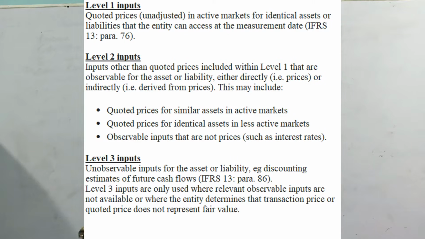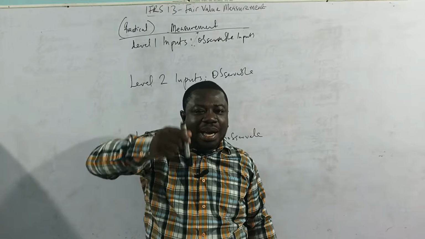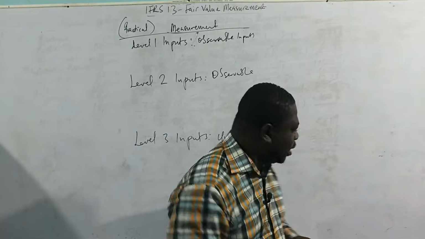Let's look at level 2 input. Look at what the standard is saying. Inputs other than quoted prices included within level 1 that are observable, so it's also observable, for the asset or liability, either directly, that is in pricing, or indirectly derived from the pricing. This may include, so they are making it clear, this may include one, quoted prices for similar assets in active market. So you see that quoted price for identical asset in an active market is a level 1 input. But quoted prices for similar assets, similar.